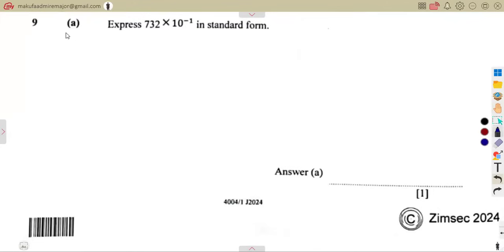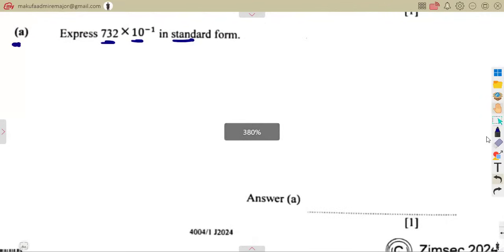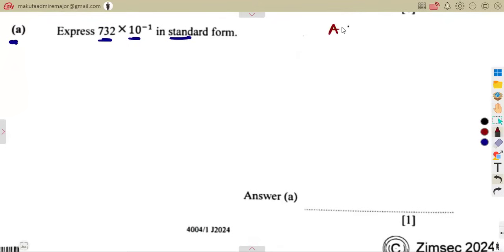For number 9 we are given: express 732 times 10 to the exponent of minus 1 in standard form. This number is not in standard form. Why? Remember that for a number to be in standard form, it must be of the form A times 10 to the power of n, which is fine, but this A is supposed to be between 1 and 10. A is supposed to be greater than or equal to 1 but less than 10. But 732 is bigger than that. So you can convert the 732 to standard form.